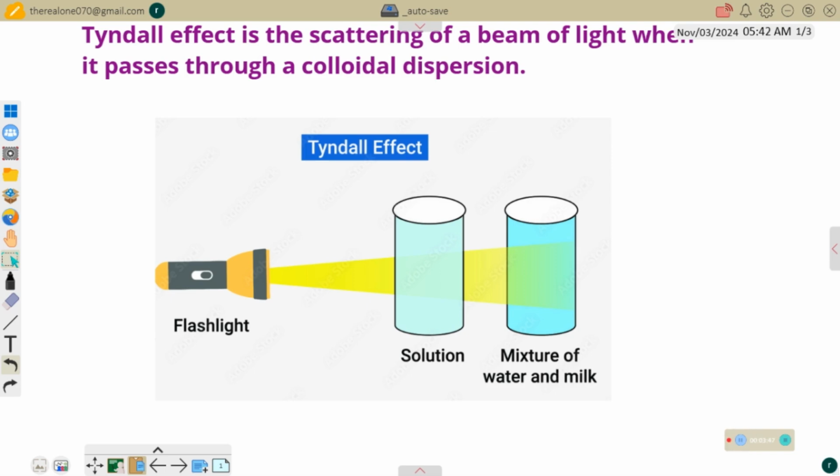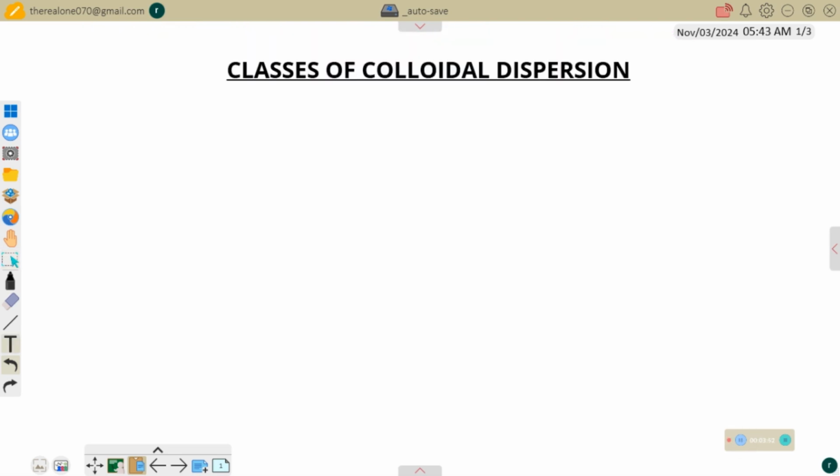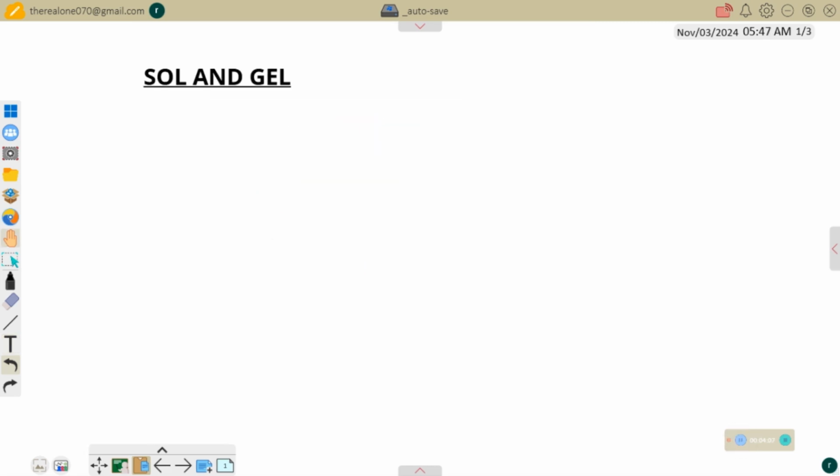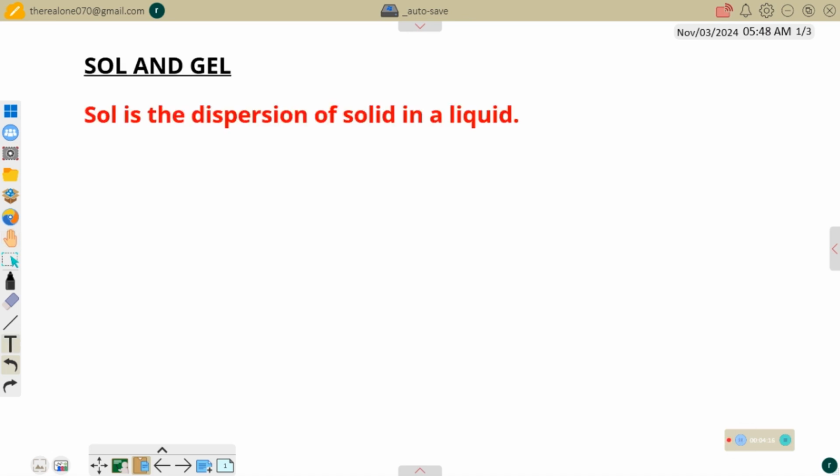Now, let us see the classification of colloidal dispersion. Generally, colloidal dispersion can be classified into three. We have sol and gel, emulsion, and aerosol. Now, let us consider sol and gel. I'm going to start with sol. Sol is the dispersion of solid particles in a liquid. A good example of that is starch solution.